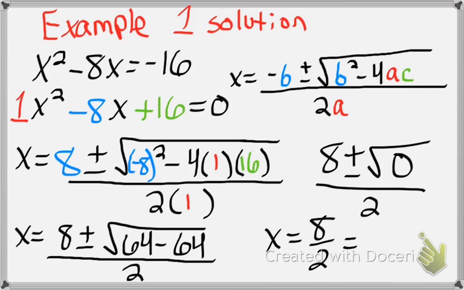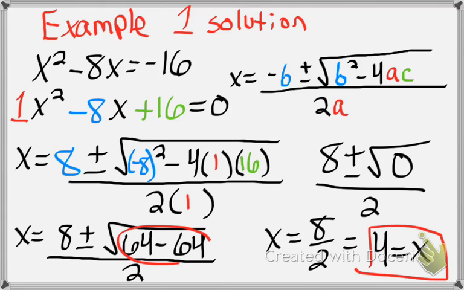8 divided by 2 is 4. Okay, so our solution is x equals 4. That's our only solution. We only had one. But if you notice inside of here, your parentheses, if you get a 0 in there, you already know to expect one solution, because the square root of 0 is 0. And 8 plus 0 is 8. 8 minus 0 is still 8. So you don't need to worry about that 0 if your discriminant turns out to be 0.